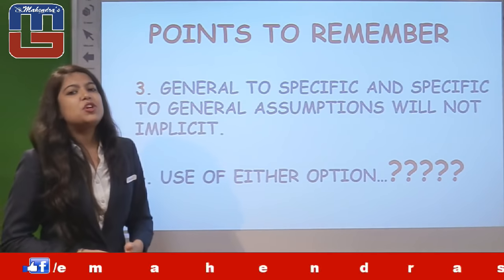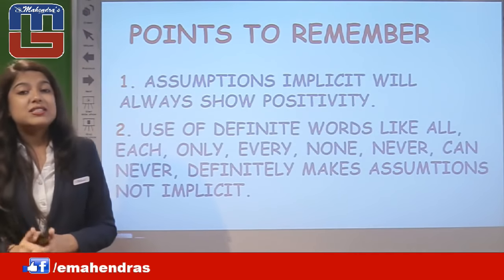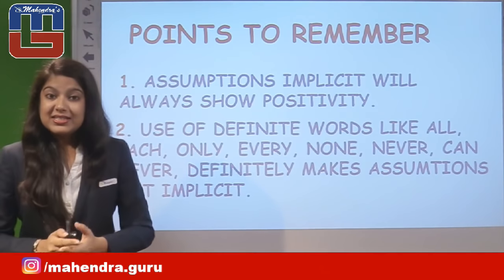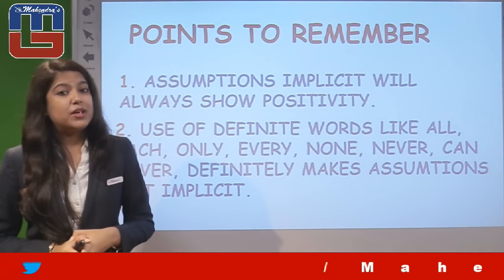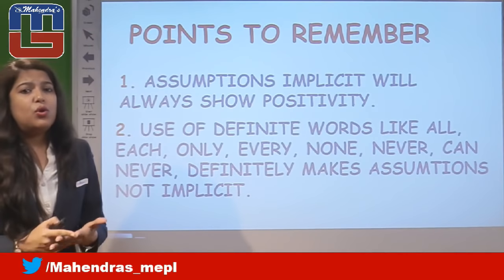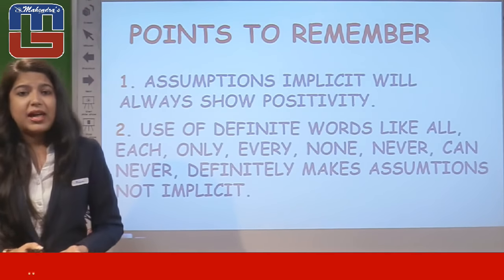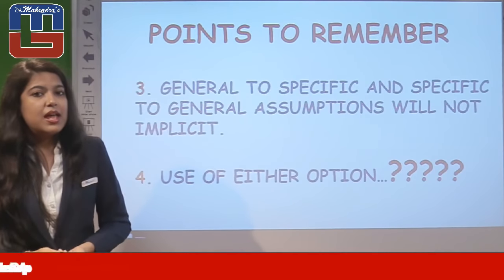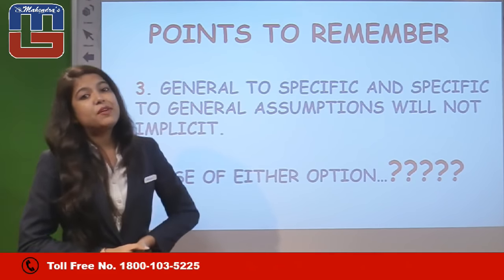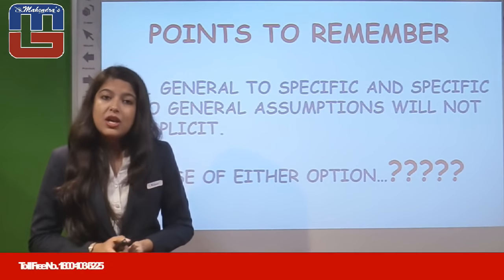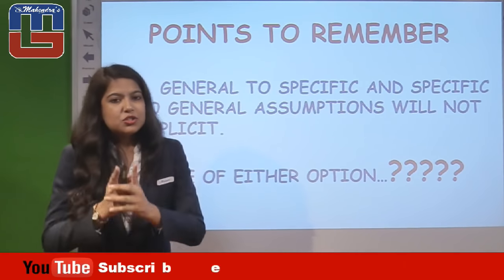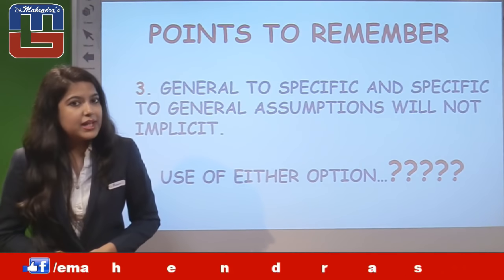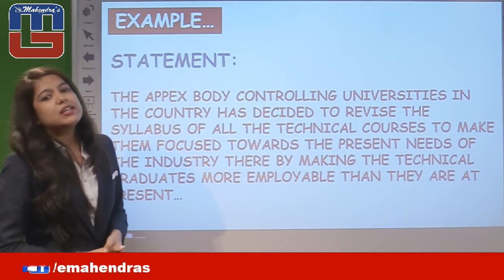So the 3 points which you have to remember for today: assumptions implicit will always show positivity. Secondly, use of definite words like all, each, only, every, none, never, can never definitely makes assumptions not implicit. And the third part, general to specific and specific to general assumptions will also not be implicit. So these 3 points have to be kept in your minds. Right with that? Moving further, taking an example.